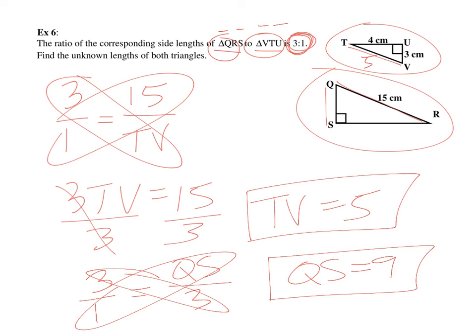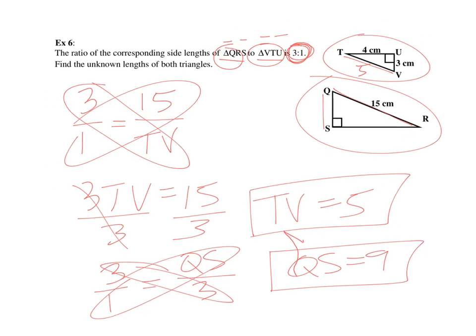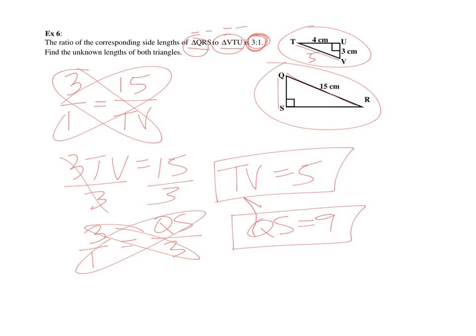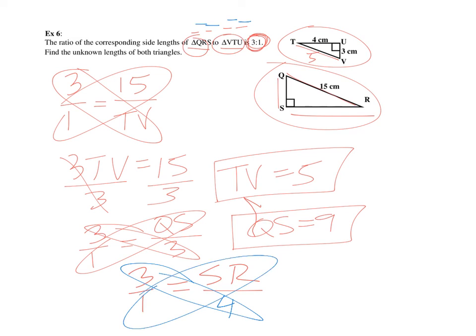All right, simple as that. We have one more to solve for, though. I have 3 over 1 is equal to, now I'm going to try to find SR. SR corresponds to UT. So UT is 4, so I cross multiply, and SR is equal to 12. All right, that's all there is to it.